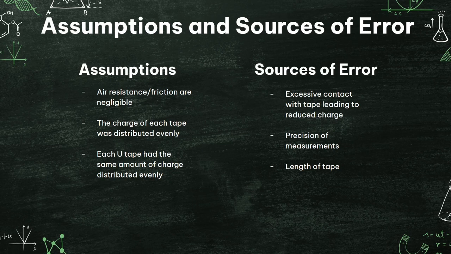And some potential sources of error by that logic are the excessive contact with the tape, leading to reduced charge, the precision of our measurements, as we were using inches instead of meters, and the length of our tape, because we used a 26-meter tape instead of a 20-meter tape, which may have caused different values.